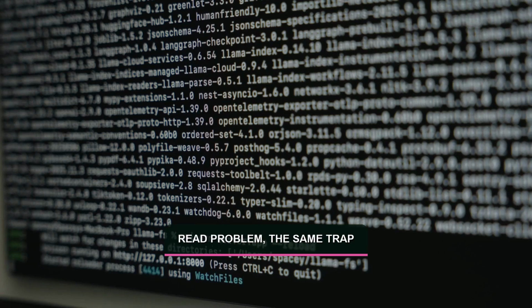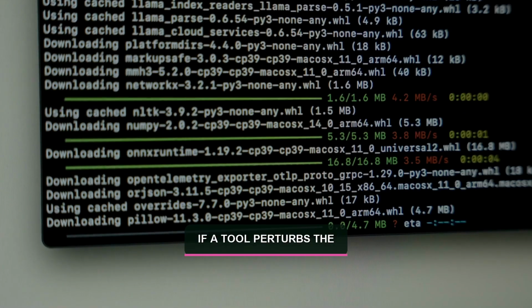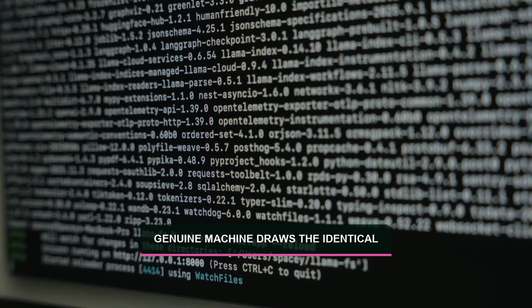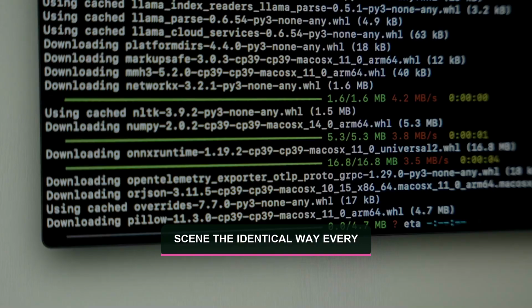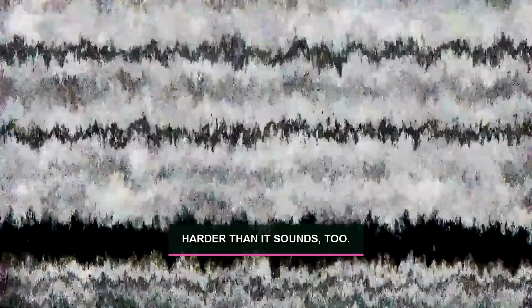Then there is the per-read problem, the same trap that catches the canvas and the audio signal. If a tool perturbs the rendered pixels on every single read, the hash comes out different each time, and no real GPU behaves that way. A genuine machine draws the identical scene the identical way every time you ask. So a WebGL hash that shifts between two reads on the same page is not hidden, it is waving a flag because it is announcing that something is actively tampering with the output. Instability is not protection here, it is a tell. Picking the replacement is harder than it sounds too.